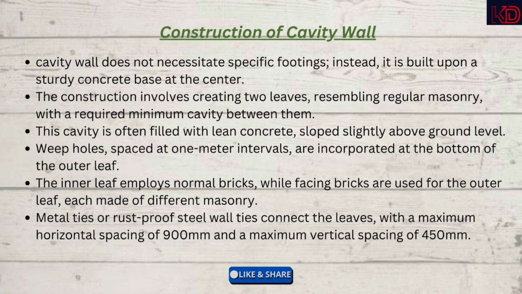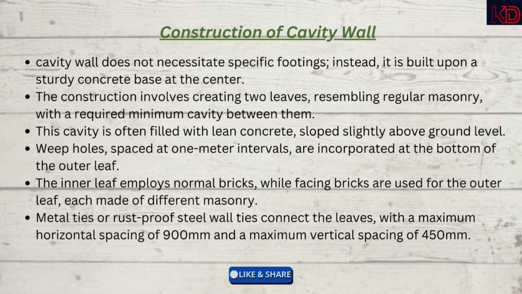Then the inner leaf employs normal bricks. So for the inner leaf we can use normal bricks, while facing bricks are used for the outer leaf, each made of a different masonry. Metal ties or rust proof steel wall ties connect the leaves with a maximum horizontal spacing of 900 mm and a maximum vertical spacing of 450 mm. So this is how we can discuss the things related to it.